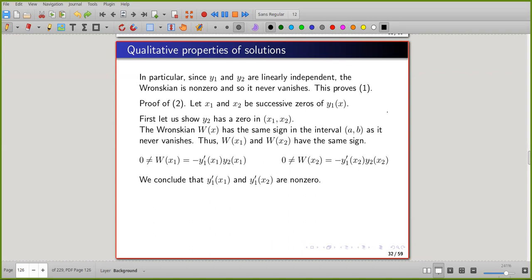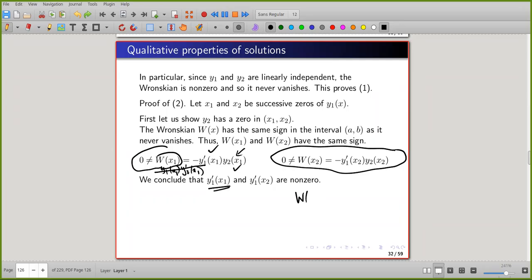Remember, W of x1 is y1(x1) y2'(x1) minus y1'(x1) y2(x1). But we are assuming that x1 and x2 are roots of y1, so this first term will vanish and only the second term will remain. This term is non-zero, so both y1'(x1) and y2(x1) are individually non-zero, because this Wronskian does not vanish. And the same argument holds here.